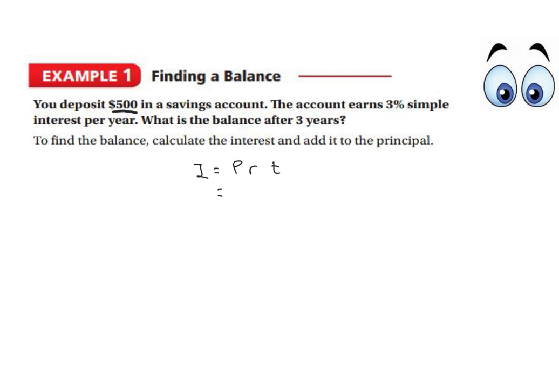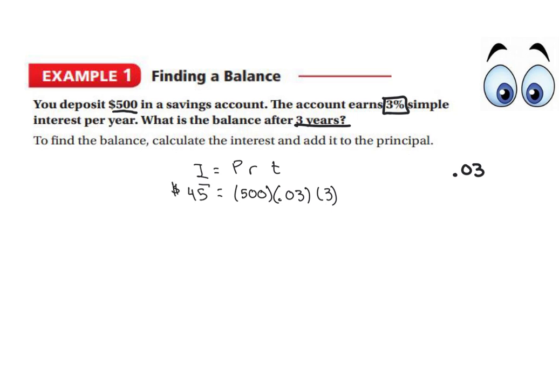So we have to think about what we know. We know we have $500. The rate of simple interest is 3%, so that's 0.03. And then times time in years is 3 years. So for this, we'll just use our calculator to compute, and we multiply 500 times 0.03 times 3, and we come up with $45.